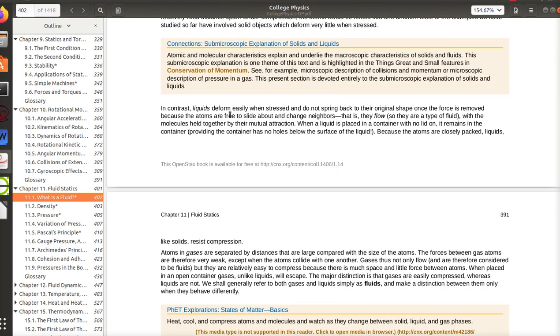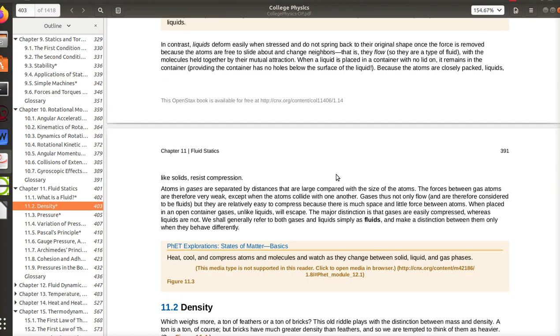So liquids deform easily when they're stressed. They don't spring back to the original shape. They flow. A liquid placed in a container with no lid on it remains in the container. And gases tend to go all over the place.